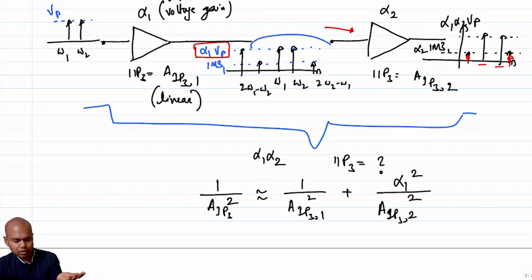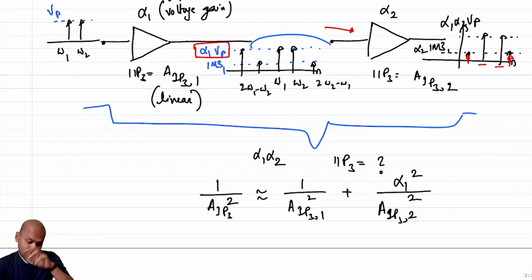So then what will be the overall distortion? What will be the overall IIP3? Obviously, the overall IIP3 will be the IIP3 of the first block, because that is the only distortion block. Now if I stare at this equation, does it make sense? Yes, it makes sense, because if AIP3,2 is infinite, then the overall IIP3 of the entire block is the same as the IIP3 of the first block.